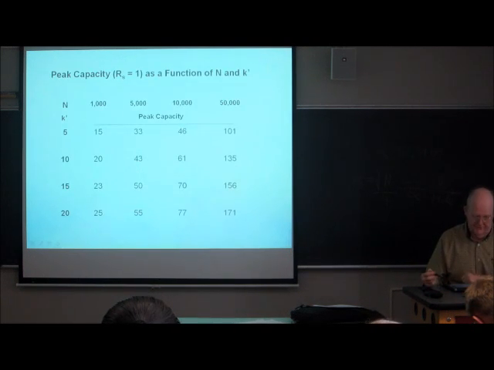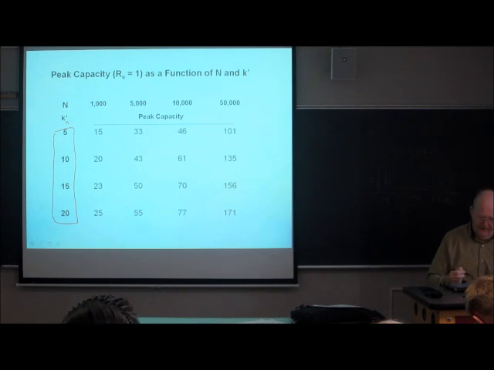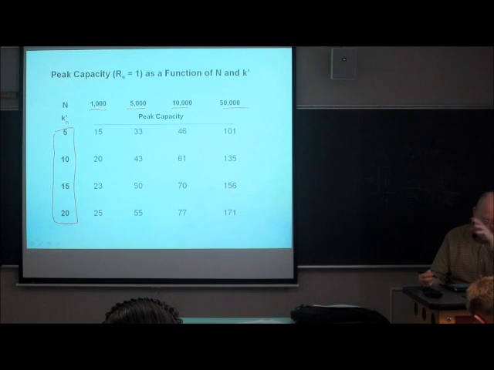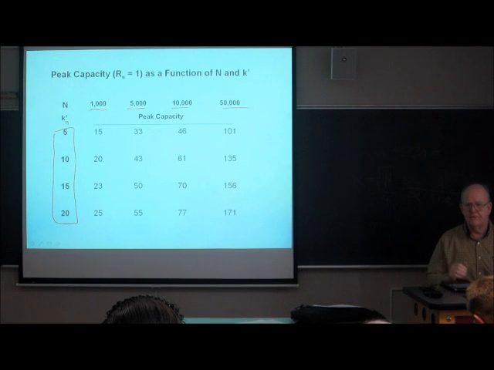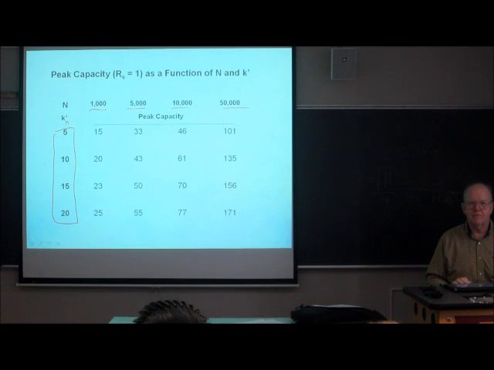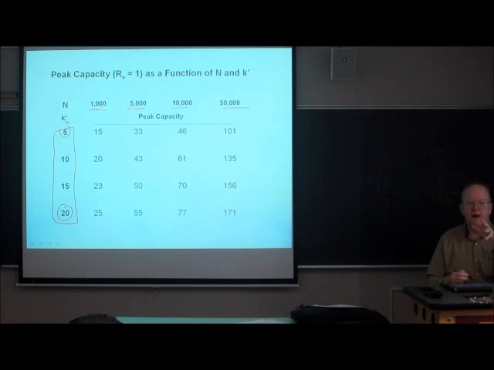Now, let's look at some numbers. This is K prime N, and this is the number of plates that are on the column, and this is the peak capacity. Now, let's suppose that you chose K prime N to be 5. That's up to you to choose. It's a question of how much time you're willing to put into doing the chromatogram. I mean, it's going to take you 4 times longer to get out to K prime of 20 than it takes you to get to K prime of 5.